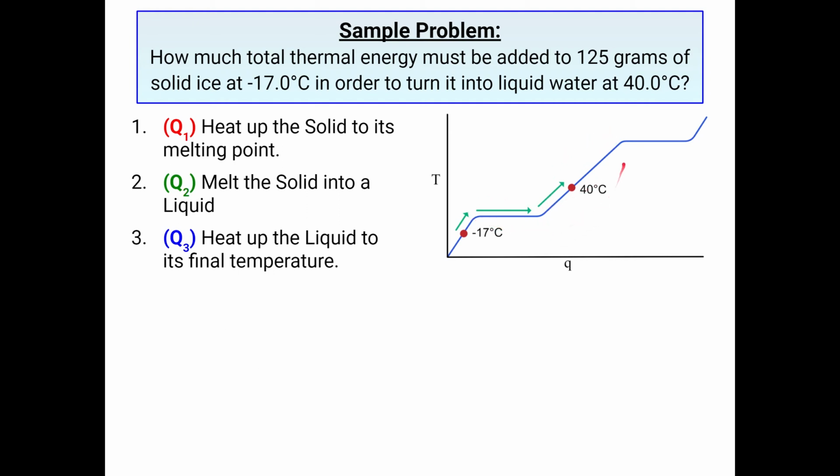The next slanted section is the liquid heating up. And even though we're not going to do that in this problem, the next plateau would be boiling, and then the final slanted section is the gas getting hotter and hotter. This is just a 3-step problem, but it could be up to 5.